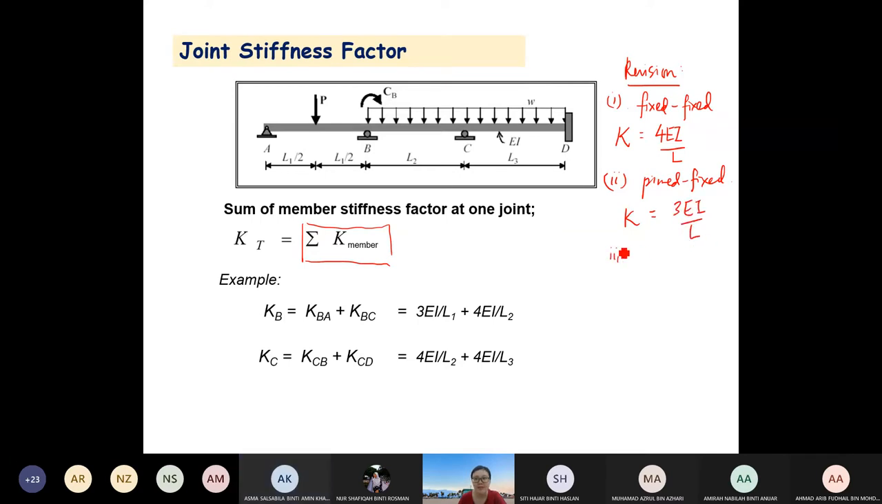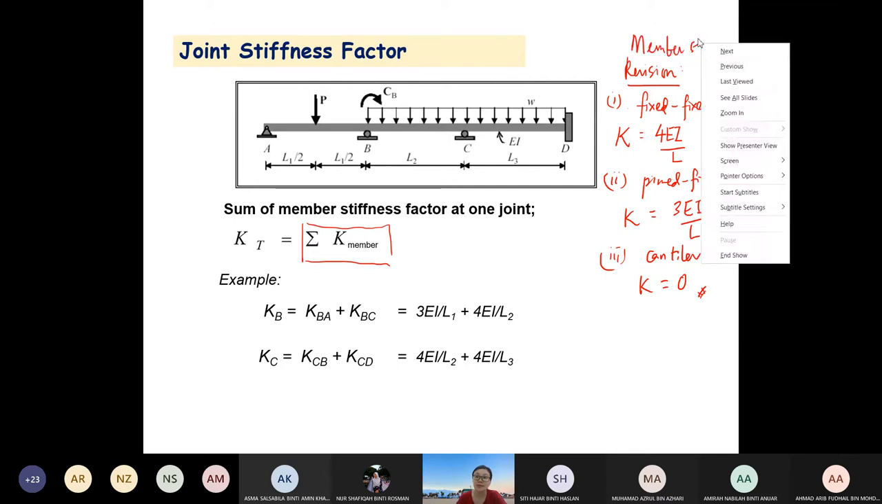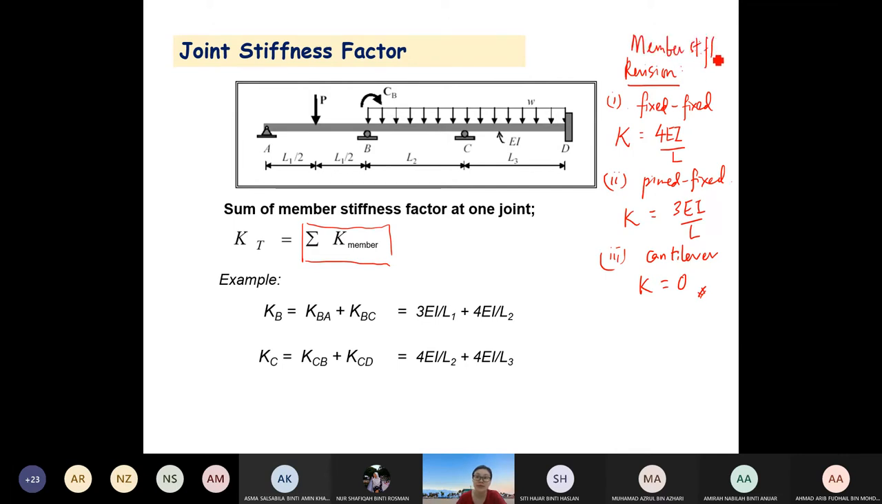How about if it is cantilever? 0. Thank you very much. Okay, so now these are all member stiffness factors. Now we want to look at the joint stiffness factor. We just sum up the member stiffness factors. How to sum up? Let us have a look at KB.